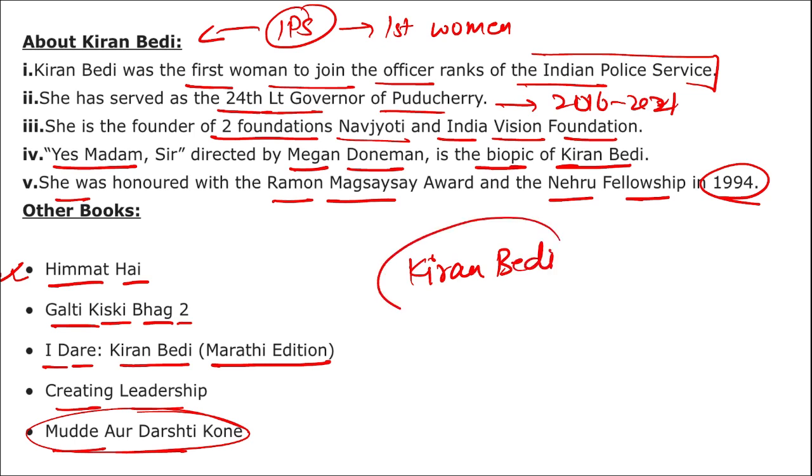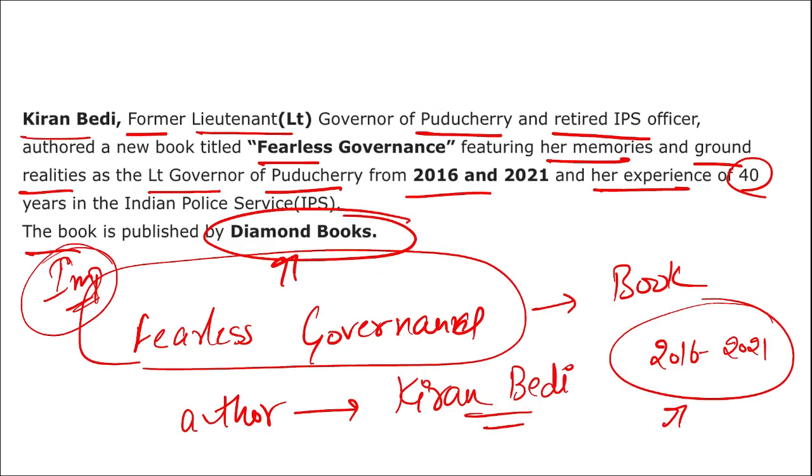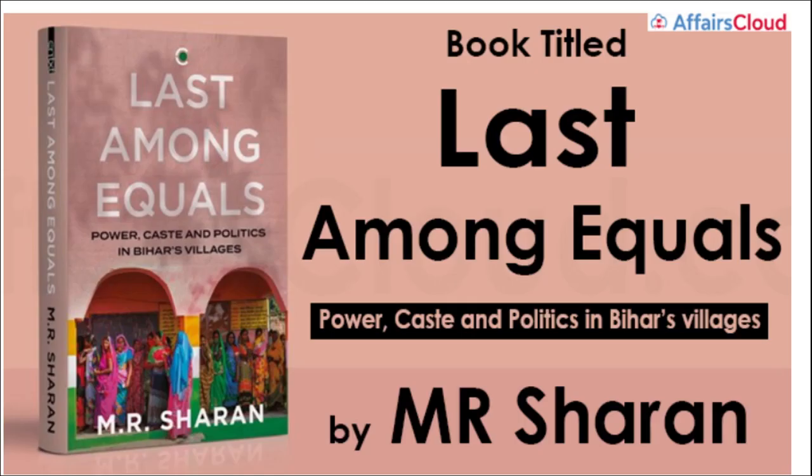Alright, and the recent, currently updated book is Fearless Governance, that was recently released by Kiran Bedi. And this book is about the memories and the ground realities of the Lieutenant Governor post of Puducherry that she served from 2016 to 2021. Next we'll be talking about the book, that is Last Among Equals.